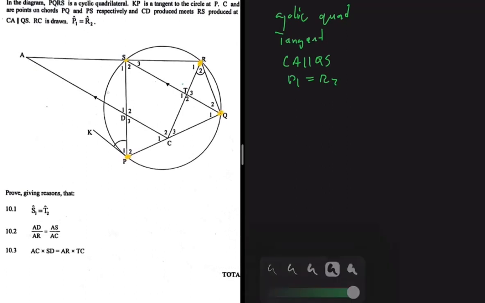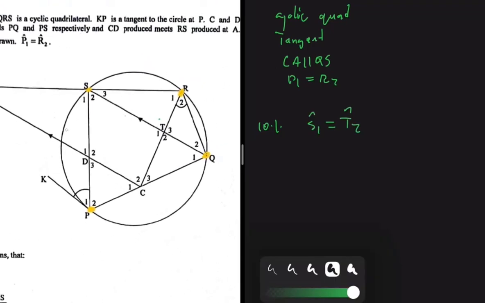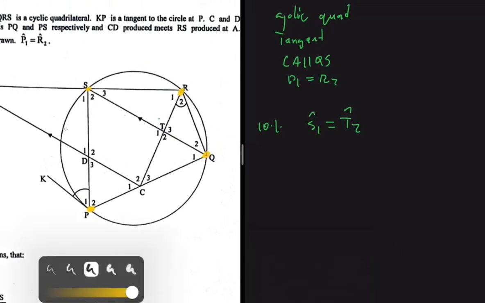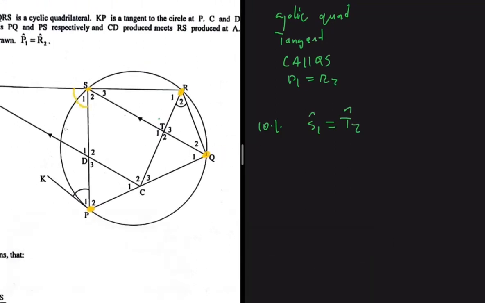So the first question, 10.1, is saying that let's prove, given reasons, that S1 is equals to T2. And yeah, indeed, S1 is equals to T2. Let me show you how. So let's look at S1. S1 is here, right? It is an exterior angle of a cyclic quad, right? We're using our first keyword there.